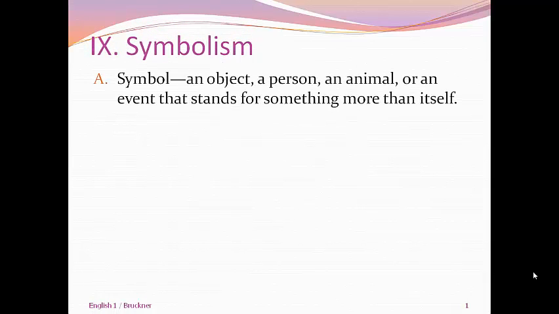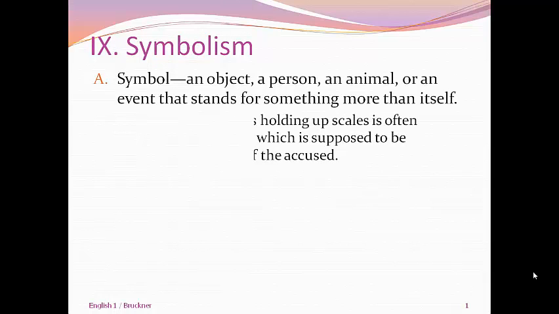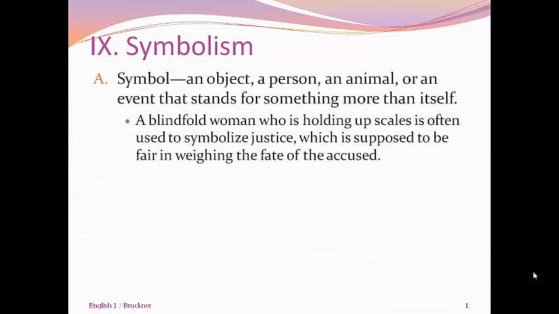Now this week we're going to look at symbolism. And symbolism is an object, a person, an animal, or an event that stands for something more than itself. For example, think of the blind woman holding up a scale, and she is often used to symbolize justice. She's supposed to be fair in weighing the fate of the accused. We often see this symbol in many of our courtrooms today.